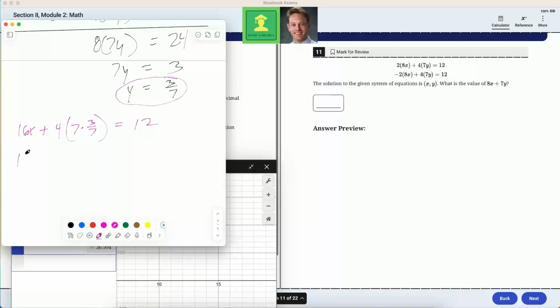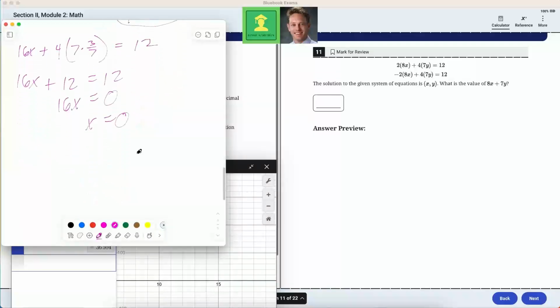There probably was a more clever way to do this, but let's not beat ourselves up about that. 7 times 3/7 is 3, which gets you to here. Interesting, which gets you to x being 0. So this actually collapses to something very simple. So 8x plus 7y is simply 8 times 0 plus 7 times 3/7, which is 3.